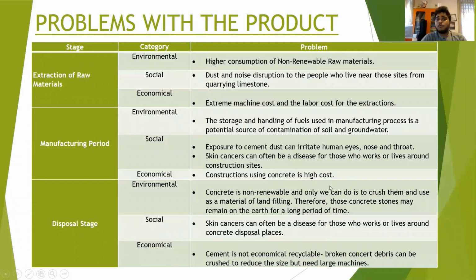And the next slide is about problems with the product. Problems with the concrete can be divided into 3 stages, including extraction of raw materials, manufacturing period, and disposal stage. Each stage can be categorized into several parts, and they are environmental, social, and economical problems. Since I have limited time, I'm not going to speak about all those problems. But as an example, when it comes to environmental problems and the extraction of raw materials, higher consumption of non-renewable raw materials is a major problem.